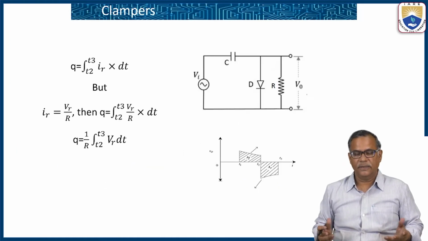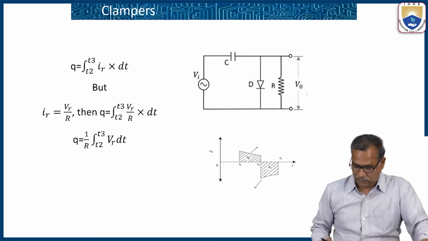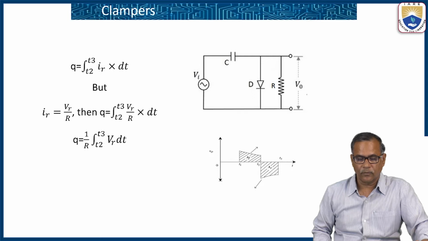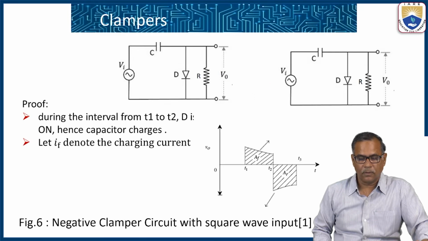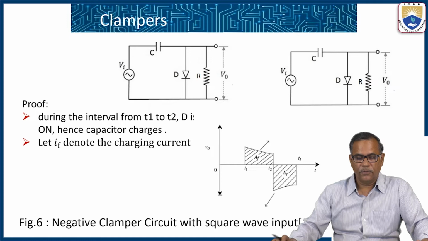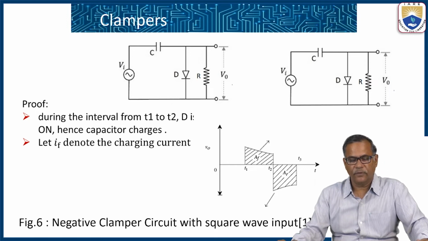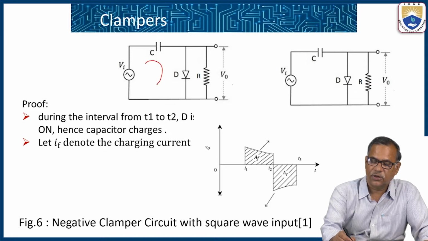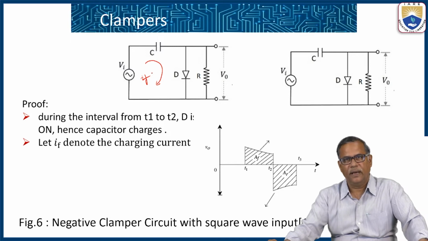Now let us see how it works. During the interval from T1 to T2, when you apply a positive pulse, the diode D is in forward bias and the capacitor gets charged. Let IF denote the charging current. So this is the charging current IF.